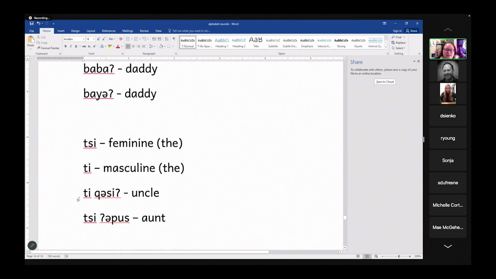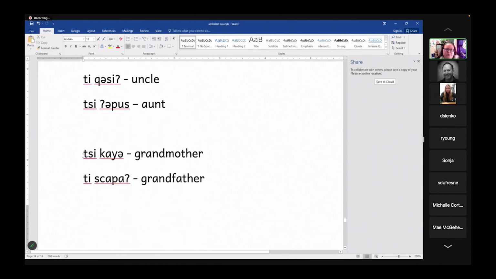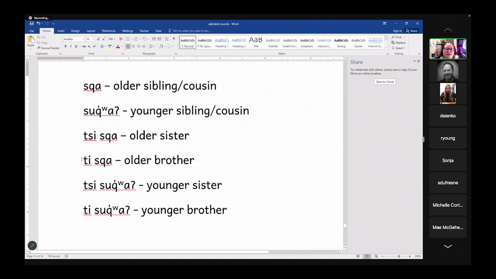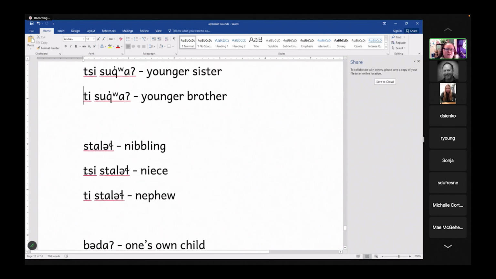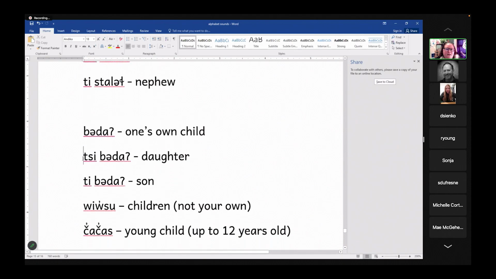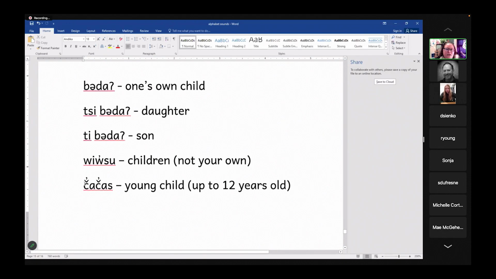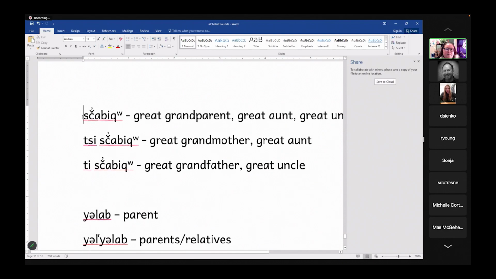Si, tiqsi, si apus. Si kaya, ti sapa. Ska, soqa. Si ska, ti ska. Si soqa, ti soqa. Stalash, si stalash, ti stalash. Bada, si bada, ti bada. Wiutsu, cha-chas. S'chabiq, si s'chabiq, ti s'chabiq.